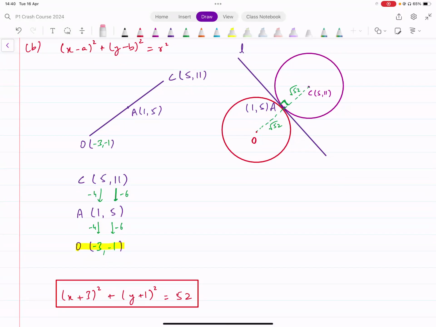Make sense? Any questions on this, anyone? Any problems? No? Okay, let's move on to the next question then.